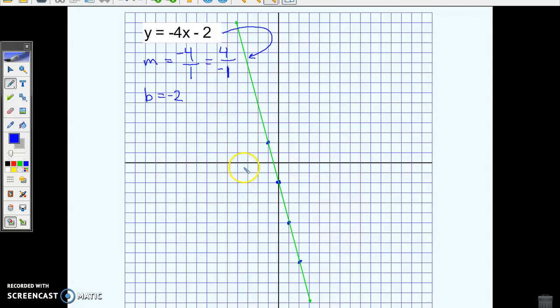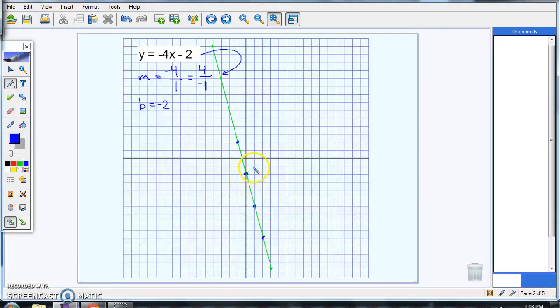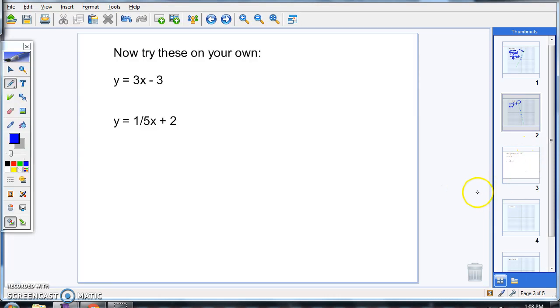Now, to conclude, we'll get out of here again and go to the next slide, and I'll just leave it here. Try these on your own before you watch the next video. Get some graph paper and graph these two. Write these down.